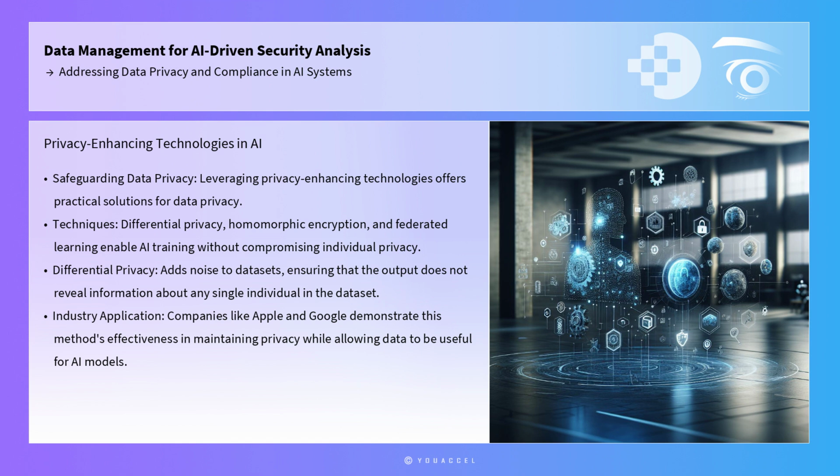Techniques such as differential privacy, homomorphic encryption, and federated learning enable data to be utilized for AI training without compromising individual privacy. Differential privacy, for instance, adds noise to datasets, ensuring that the output does not reveal information about any single individual in the dataset. This method is particularly effective in maintaining privacy while allowing data to be useful for AI models, as demonstrated in applications by companies like Apple and Google in their respective AI systems.